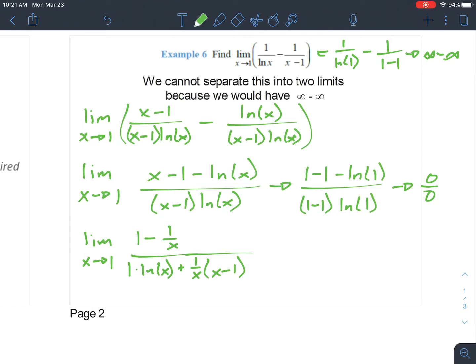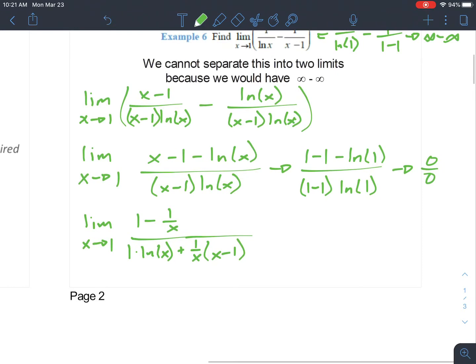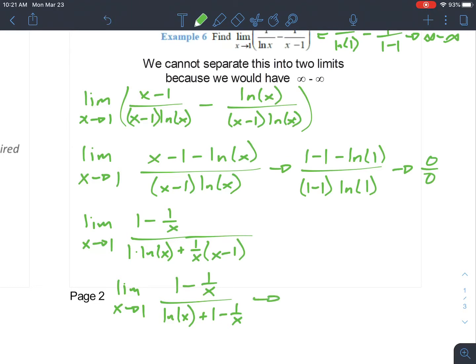Alright, so I'm looking at this, and I don't think we can evaluate the limit yet, so we have to simplify again. So I'm now going to take this part in the denominator, and I'm going to distribute that 1 over x in. So we'll have 1 minus 1 over x, and the denominator is going to be natural log of x plus 1 minus 1 over x. Alright. As we are still looking at this, I still don't see any more simplifying we can do yet. I'm going to try to evaluate this.